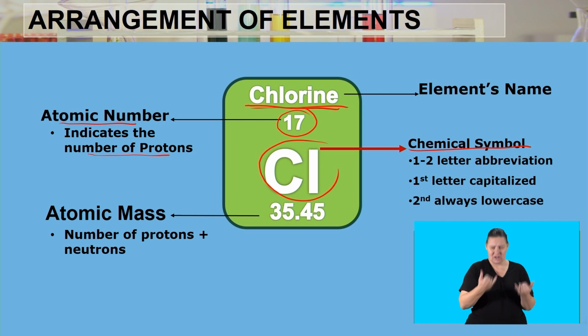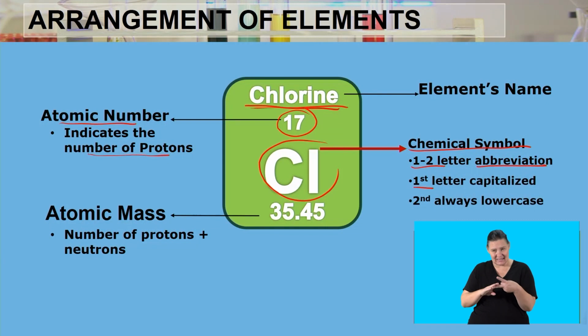So sometimes you find that 1 or 2 letters are given for the symbol, which are always abbreviated, and the first letter is always capitalized, and the second letter is always lowercase. Then the last number that you find in our periodic table, or in our element as we zoom in, is the atomic mass. And the atomic mass is actually the sum of the number of protons and the number of neutrons that you find for each and every one of these elements. Right, let's carry on.